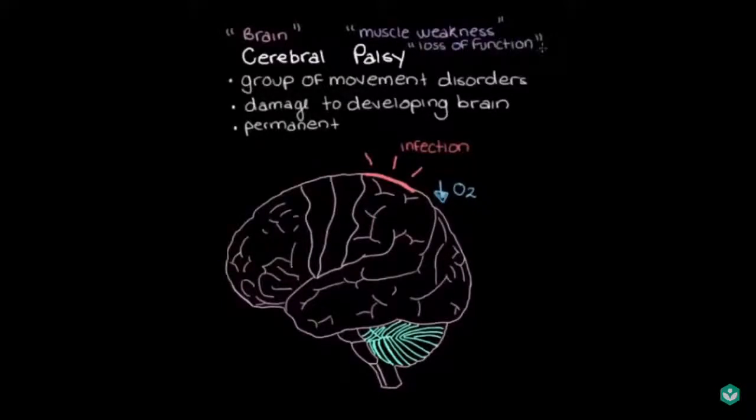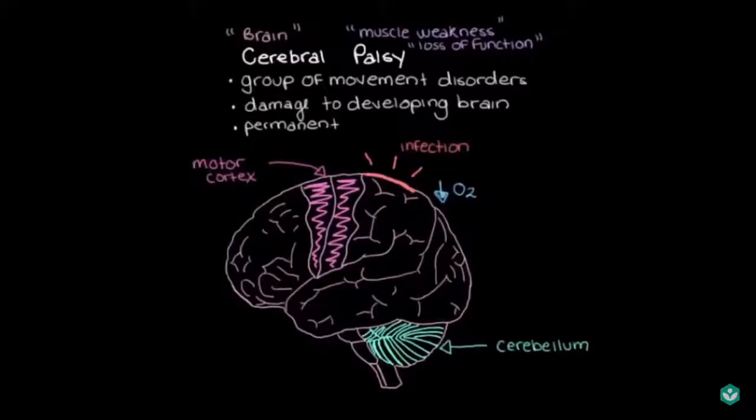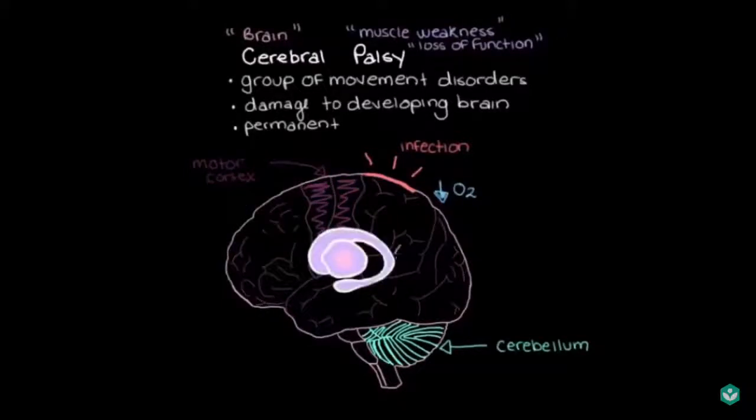So let's highlight the general parts of the brain here that are involved in movement. So these will typically be the areas that get damaged to cause cerebral palsy. So we've got the cerebellum and the motor cortex. These are the two bits that we can see if we look at the brain from the outside. And then if we go a little bit deeper inside the core of the brain, we've got the basal ganglia. So these three parts of our brain, we can think of them as our movement centers.